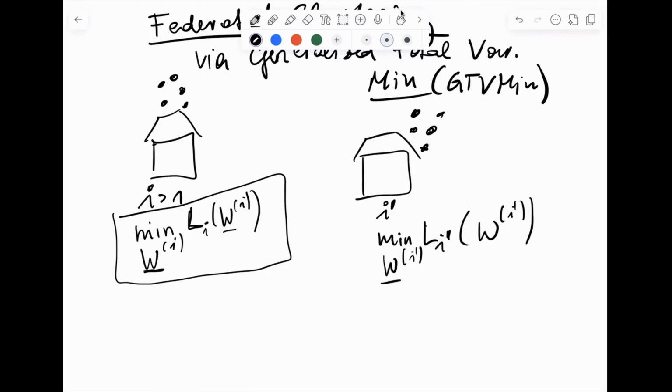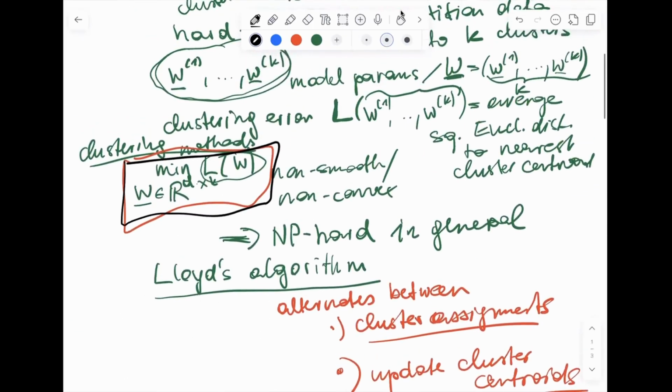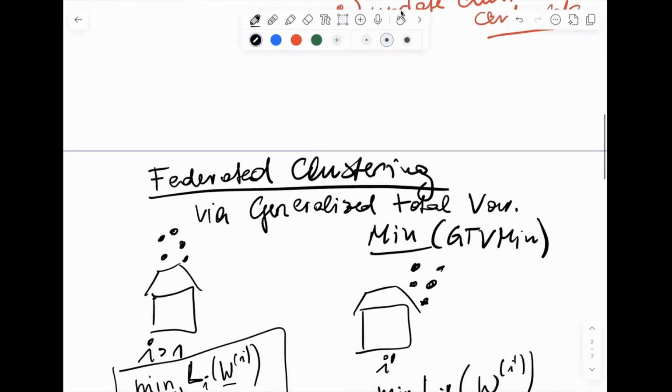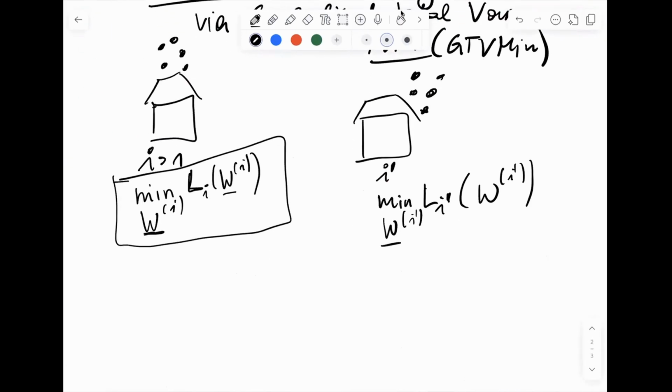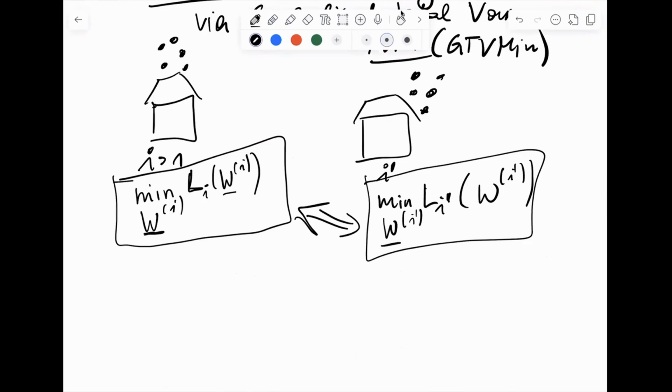And one way to do this is via a mathematical technique called total variation minimization, or I call it generalized total variation minimization. And the idea is as follows. Instead of solving this single clustering problem using all data, we couple these individual clustering problems by constraints. So we say the clustering that we get from those two should be identical. So we want to have identical clustering.